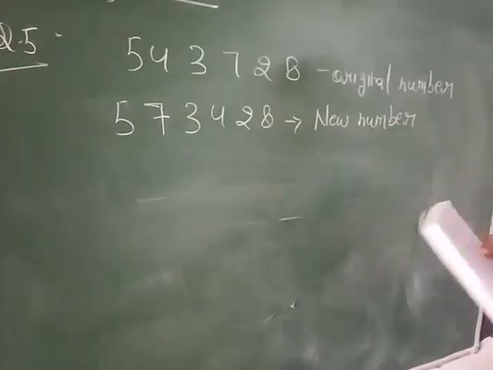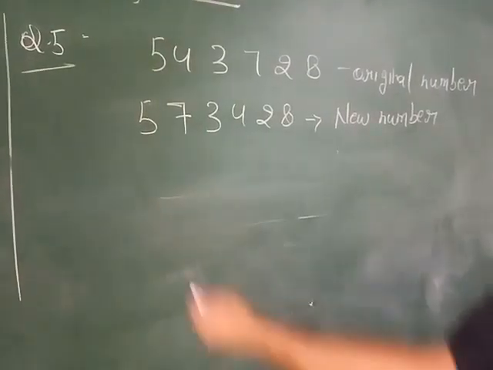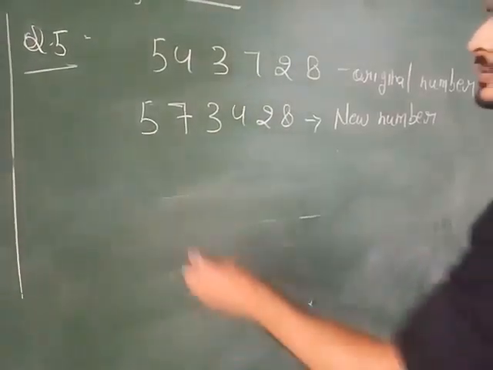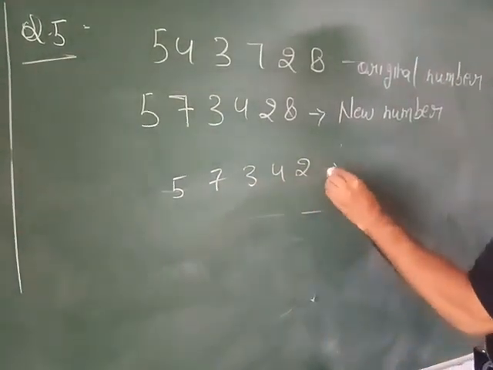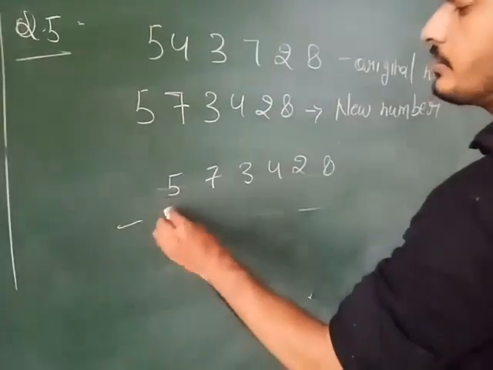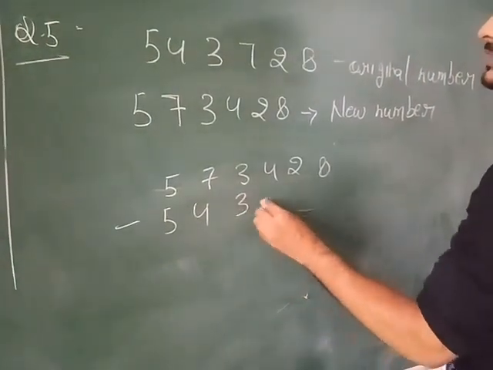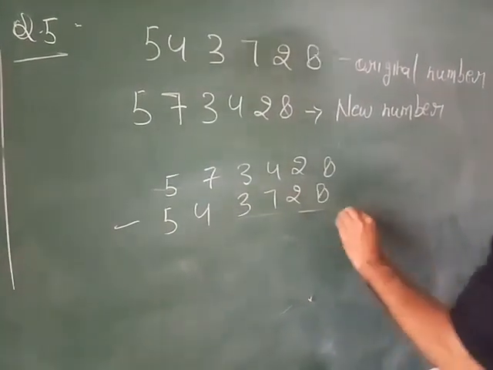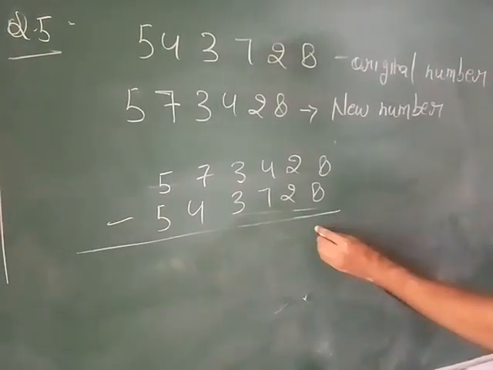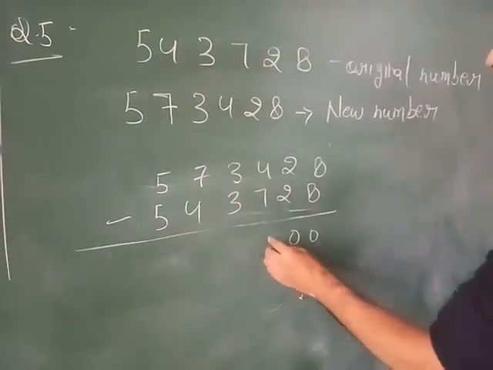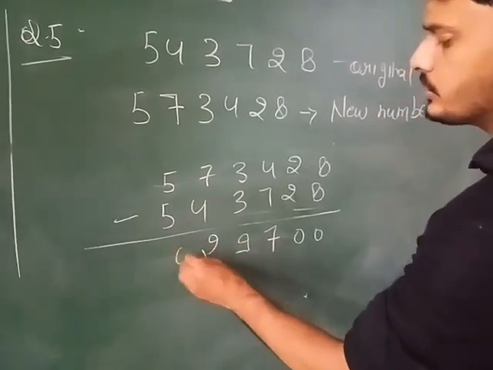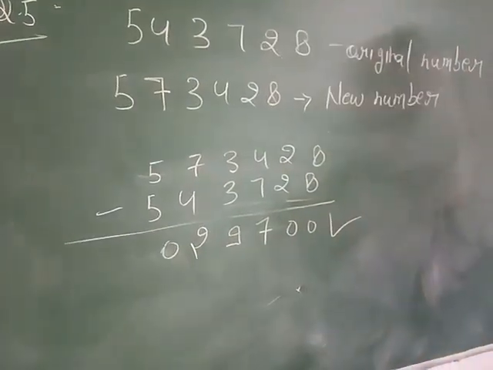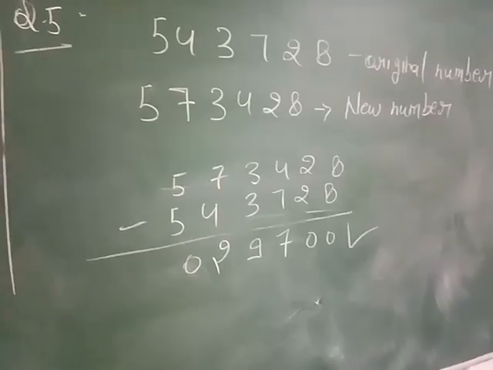And we have to find the difference of these two numbers. As you can see, this number is greater. So 573,428 minus 543,728. The difference of these two numbers is 29,700. This is the answer. Now next question.